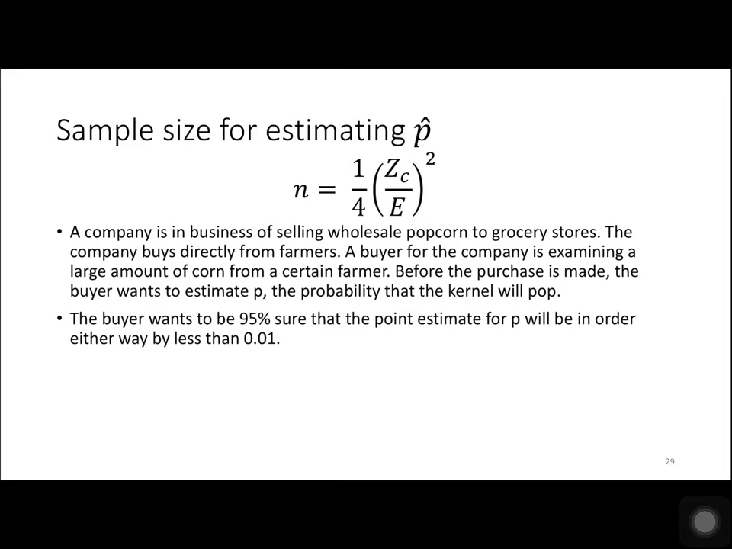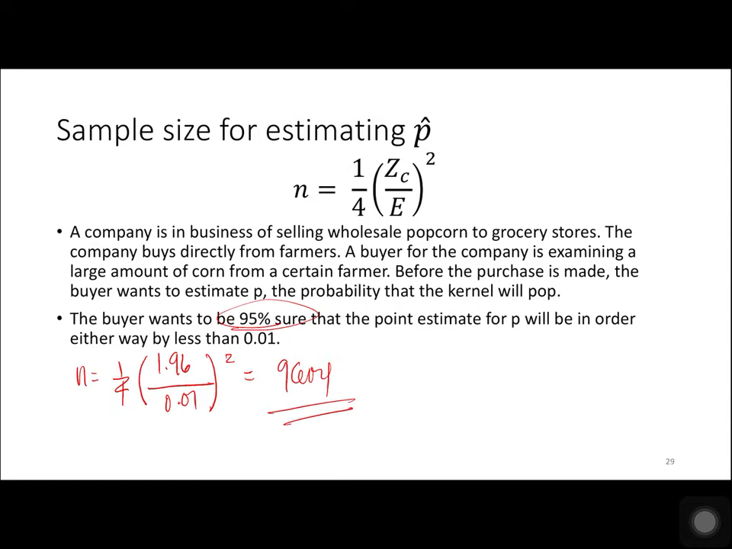Okay, so for this one, we have n is equal to 1/4 times our Z is 1.96, that is 95%, over E is 0.01, squared. So what is our sample size? We have 1/4 times 1.96 over 0.01 squared. Okay, so we have 9,604.